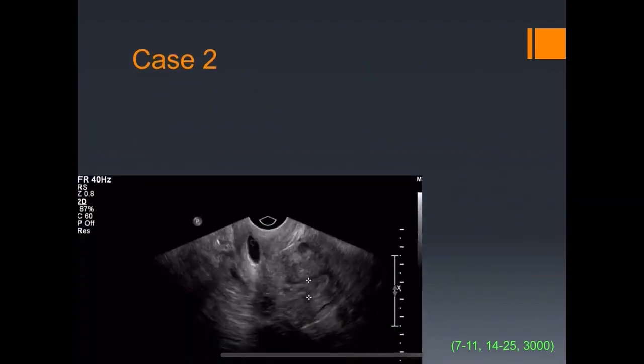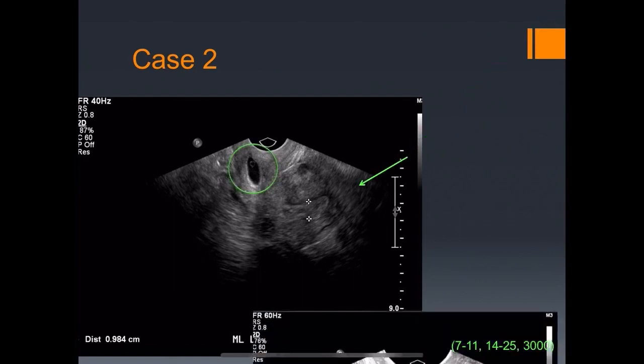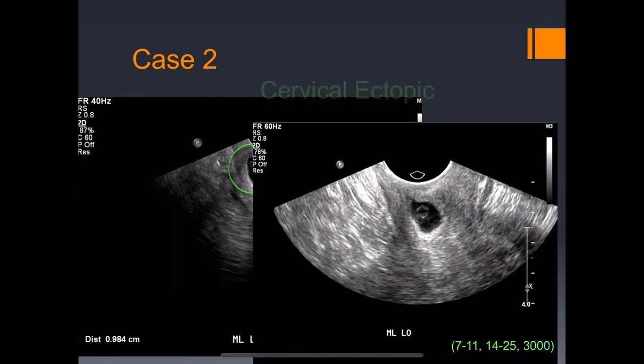Case number 2, retroverted uterus. We have calipers on the endometrium. We do see in the cervix there is a small cyst, but unlike a typical Nabothian cyst, it has a yolk sac. And in a pregnant patient, this is typical of a cervical ectopic.